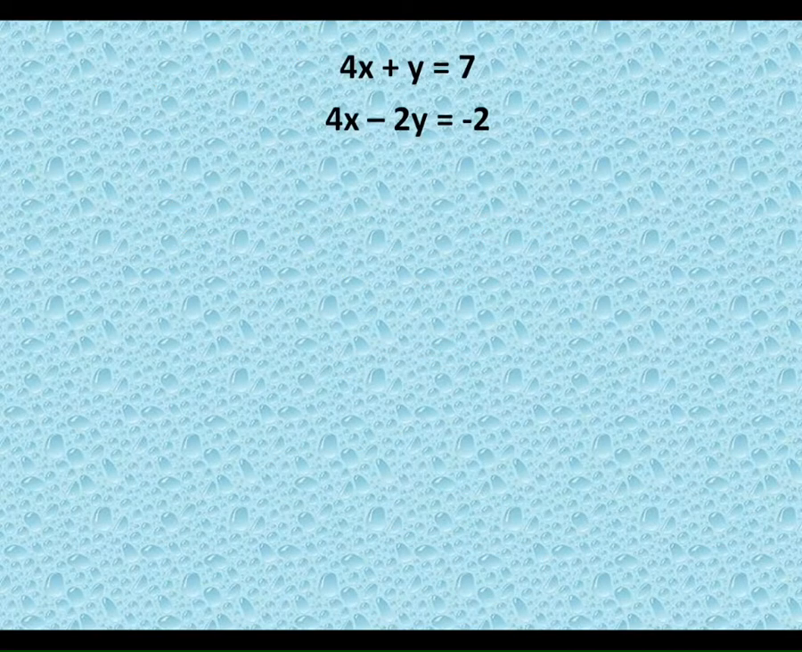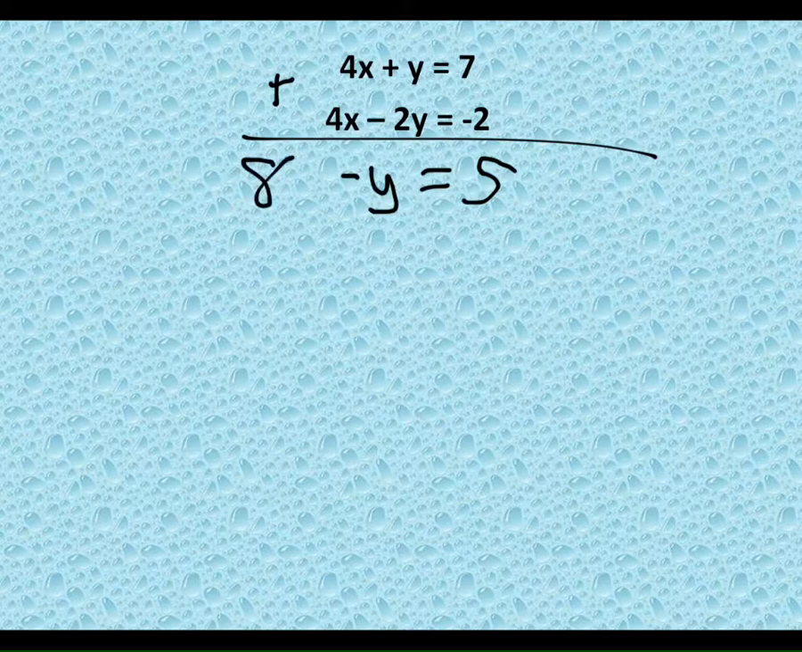Here's the next one on the right. 4x plus y equals 7. 4x minus 2y equals negative 2. Now don't do this yet, but if I added these, look what would happen. Don't write this, but if I added these, 7 plus negative 2 would give me 5. 1y plus negative 2y would give me negative 1y. 4x plus 4x would give me 8x.